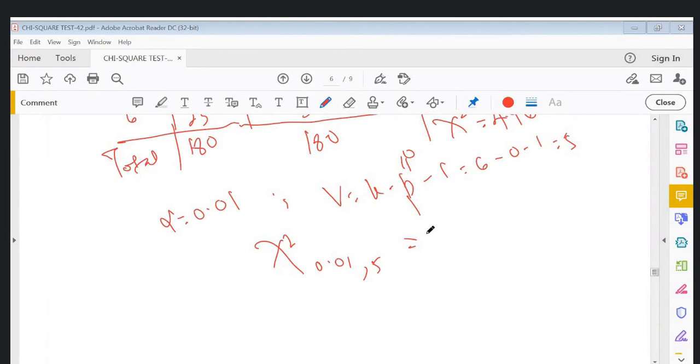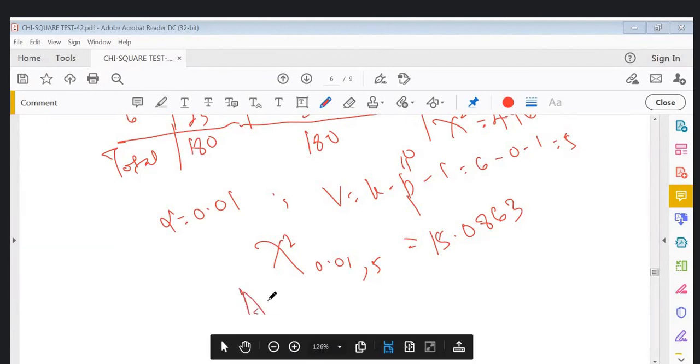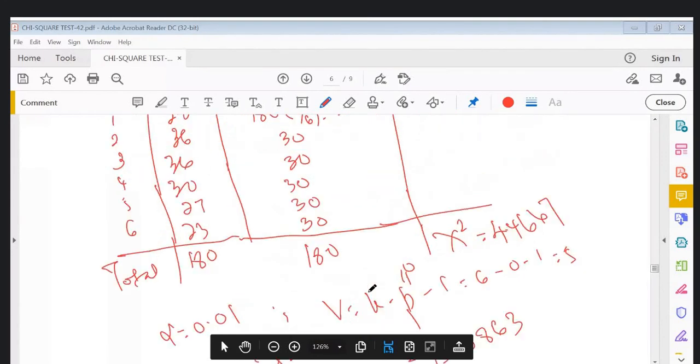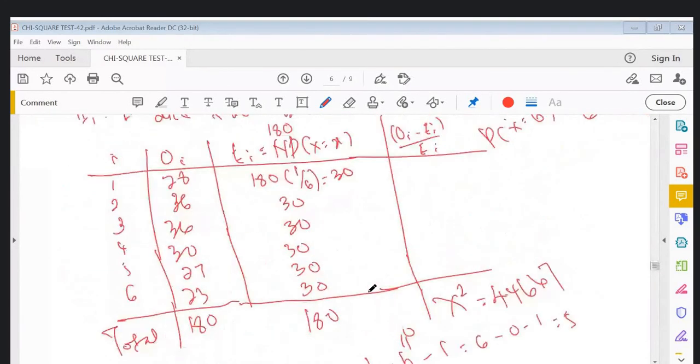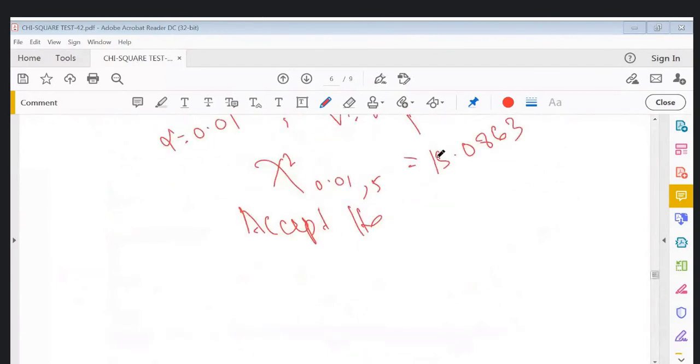Okay, 15. Accept or reject? We get 15. From here, accept or reject for the conclusion. Okay, accept H0. It means we can make a conclusion that it is a balanced dice.